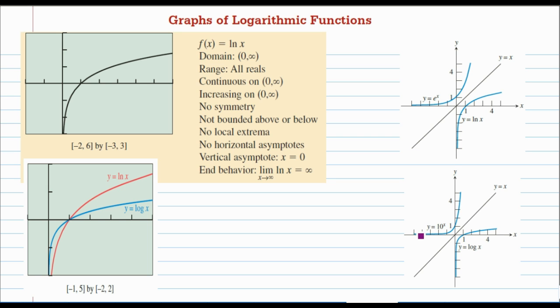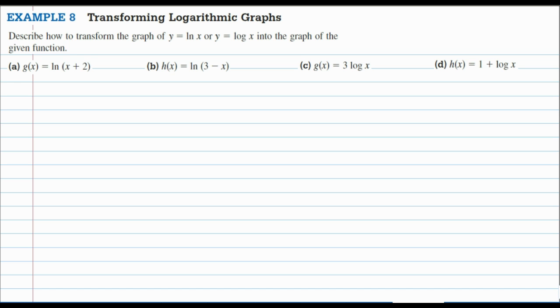y equals 10 to the x is going to grow a lot faster than y equals 2.7 to the x. A higher base is going to grow a lot faster. So then the log function will be skewed as a reflection of that faster growing exponential function. So the base of the log will skew the function similar to how the base of an exponent will skew the function. Well, let's look at a few logarithmic functions and how to transform their graphs.